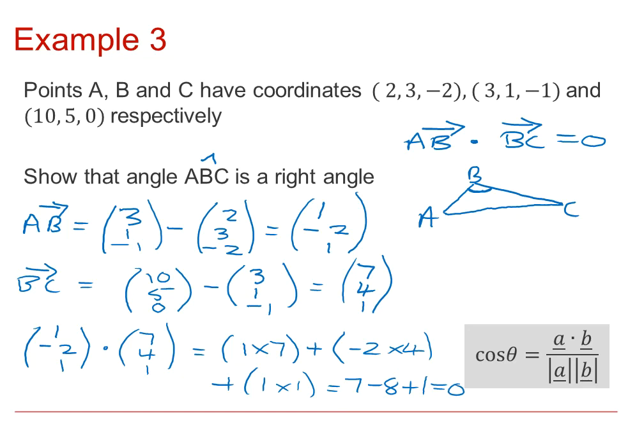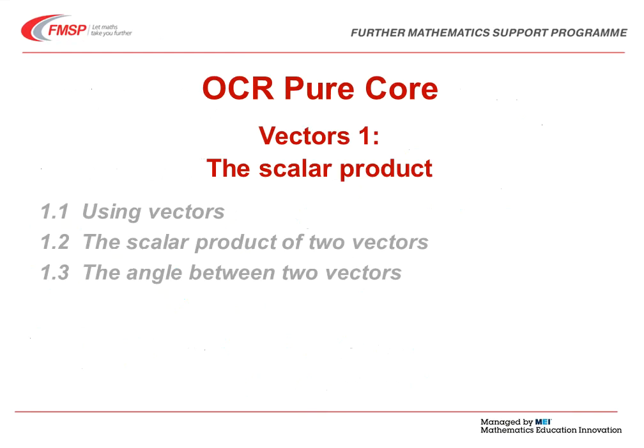And therefore, as long as we state that we have used the fact that if A dot B equals 0, that indicates that cos theta equals 90 degrees, we would have shown that angle B is a right angle. This is the final video in the first vector series.